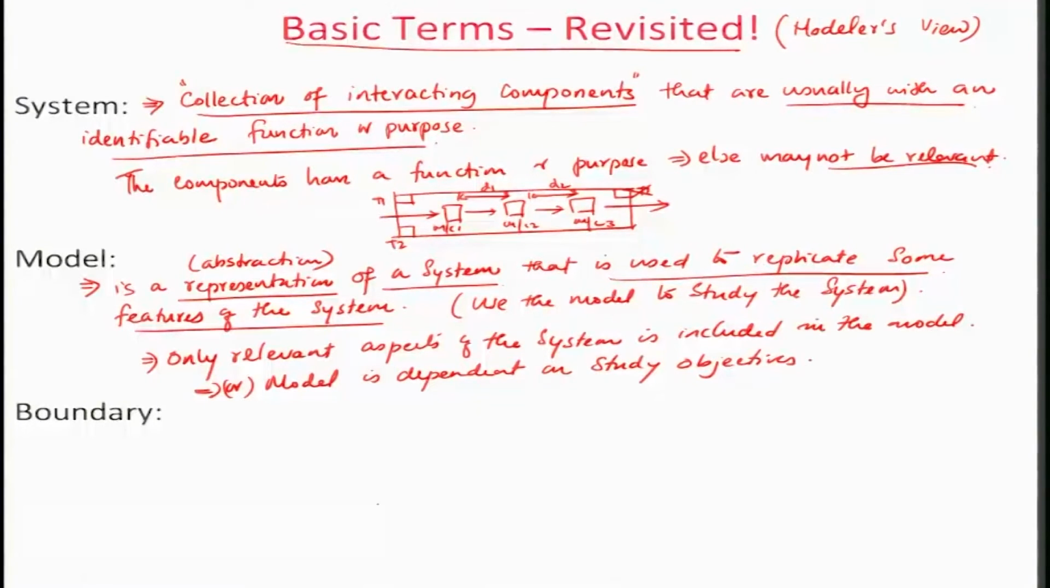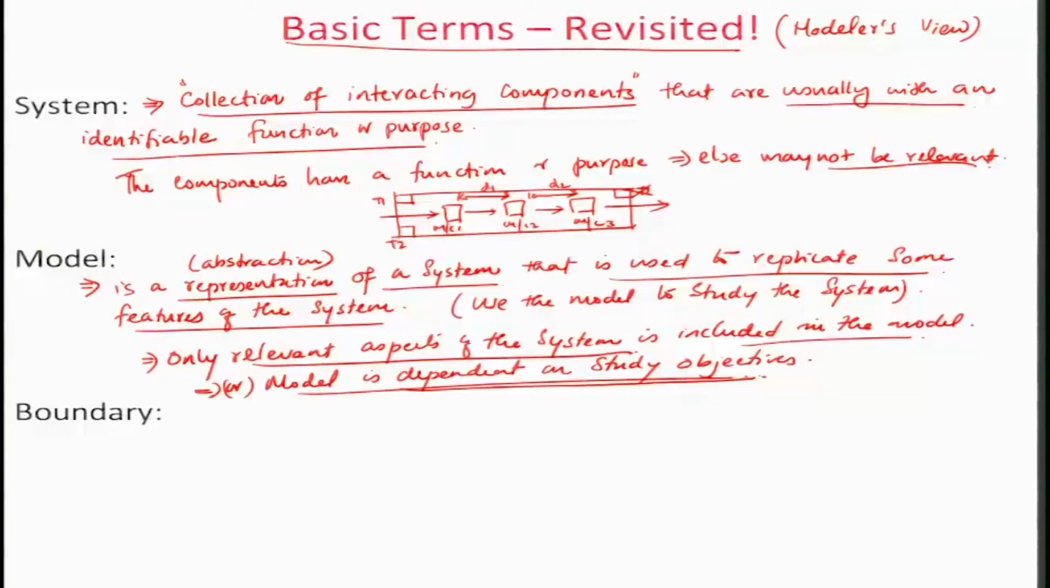So, if you are trying to study a system, only the relevant aspects of the system are included in the model, you are not going to include everything. Because the model is dependent on the objectives. So, if you are trying to study a system like a Boeing 747 and you are interested in studying the impact of two engine failure, then obviously you will be looking into that aspect, rather than what the paint of the aircraft is. So, only whatever is relevant to the study objectives is included in the model.